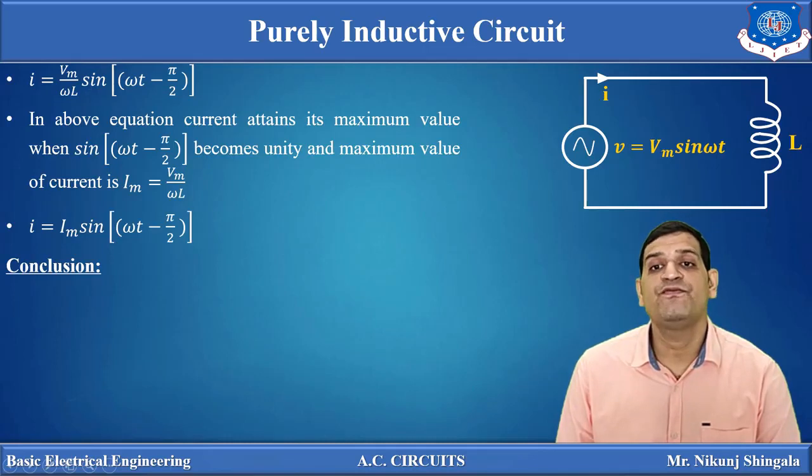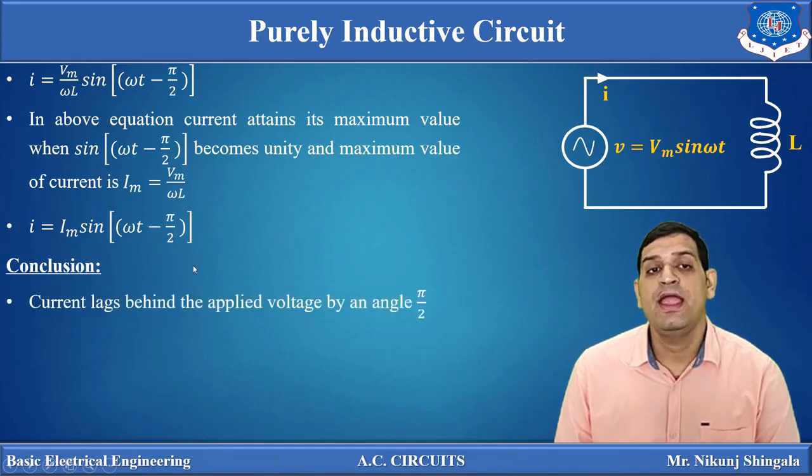We can say that there is a phase shift of pi by 2 between applied voltage and resulting current. And as the phase angle consists of a negative sign, we can say current is lagging behind the applied voltage by a certain angle. So the conclusion for a purely inductive circuit is that current lags behind applied voltage by an angle pi by 2.